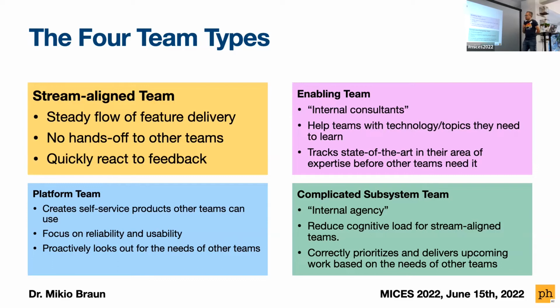Yes, and the complicated subsystem team is very similar. The main difference is the working mode, right? This is more like an internal agency trying to reduce the cognitive load for stream-aligned teams, and correctly prioritizing and delivering upcoming work based on the needs of other teams, right? So I'm coming to what all of this means for search in a few minutes, but the general idea is you can have a search engine either as a platform team or as a complicated subsystem team. And the difference is that here, it's really more like a self-service product. You have the website, you can go there, you can configure stuff. And here it's more like you talk to people about what they need to do, and then they do it.